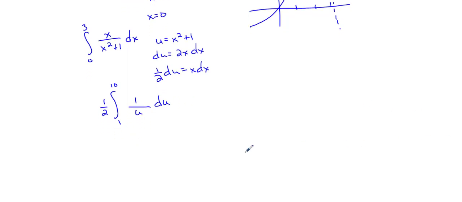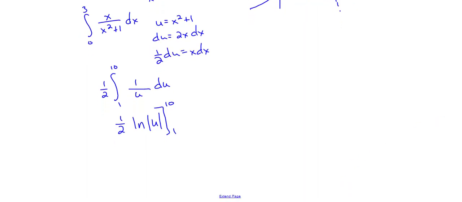Okay, antiderivative of 1 over u, so it'll be 1/2 natural log of absolute value u evaluated from 1 to 10. Okay, 1/2 natural log of 10 minus 1/2 natural log absolute value 1.